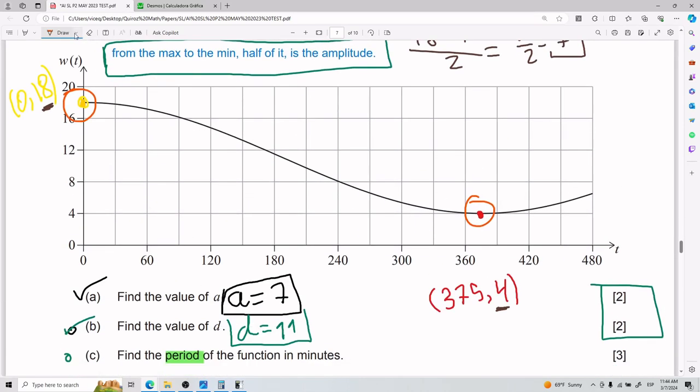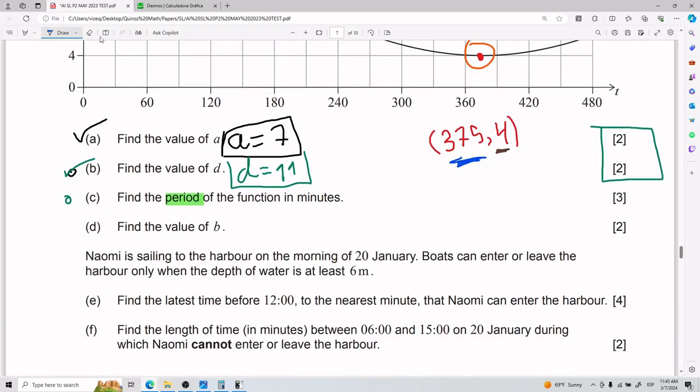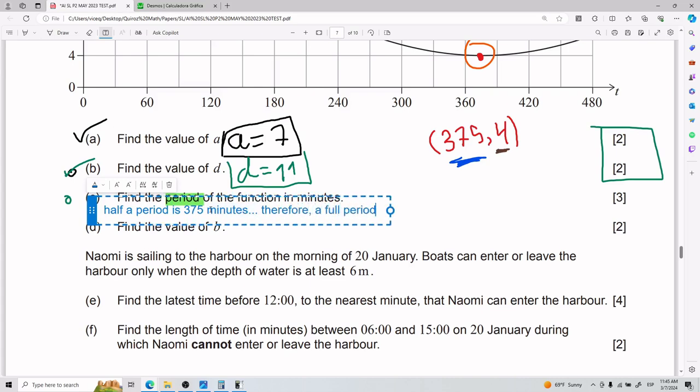And so half a period, oh look at that, we already did it, we already put the points. So half a period is from 0 to 375. Okay, and so from 0 to 375 is half a period. I'm literally going to write this first. So half a period is 375 minutes. Therefore, a full period is 375 times how much? Times 2, which gives me 750 minutes.